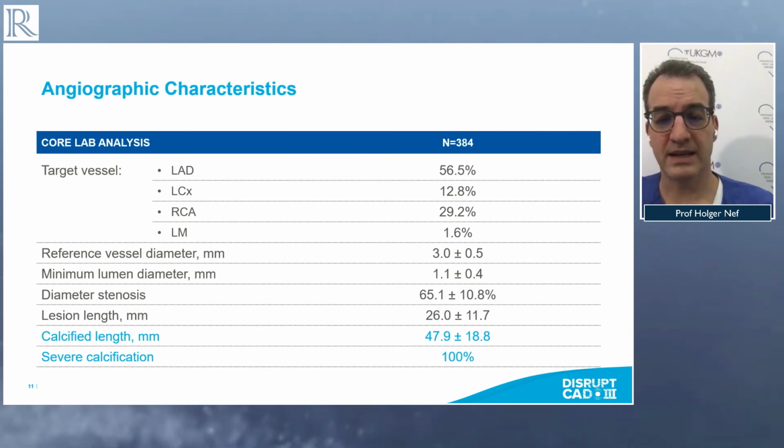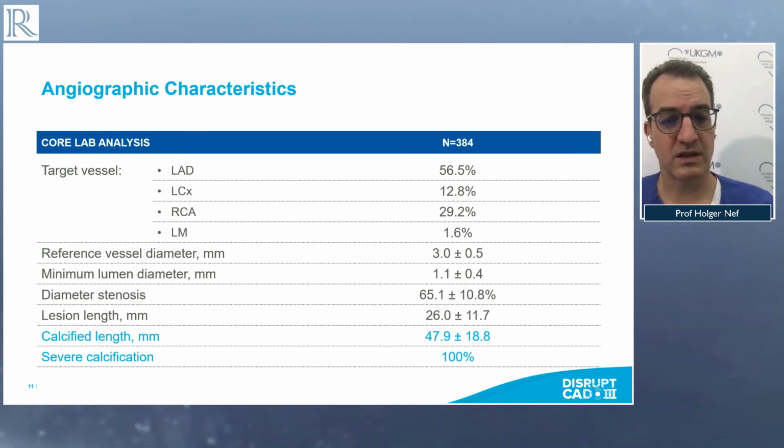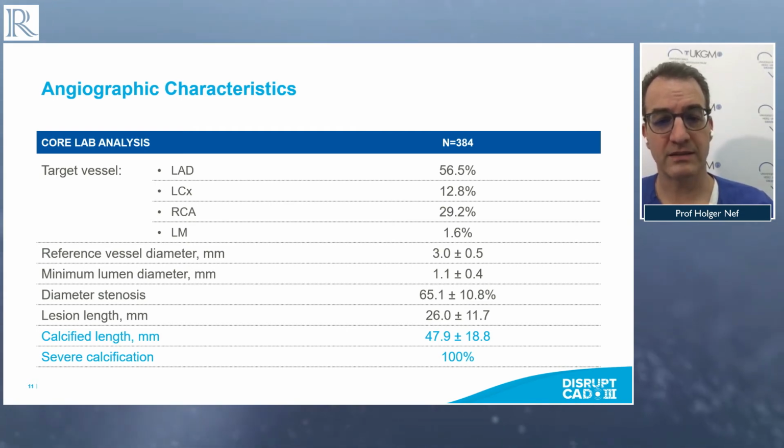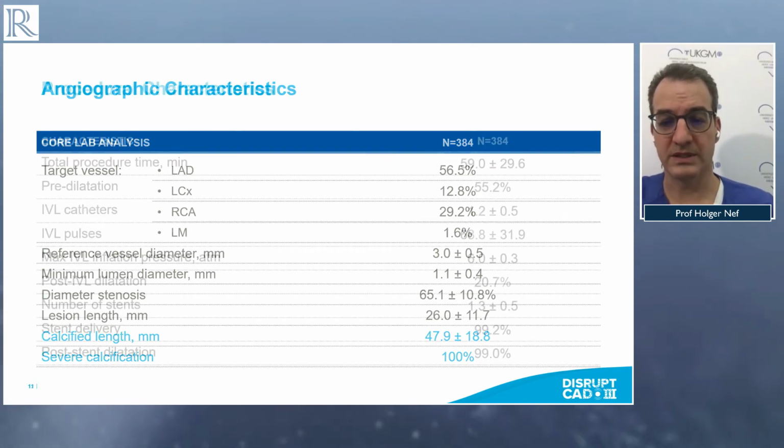These were the baseline angiographic characteristics, with a reference vessel diameter of 3.0 millimeter. The minimal lumen diameter was 1.1. There was a diameter stenosis of 65%, and the average lesion length was 26. And looking at the calcified length of 48 millimeters, in all patients, severe calcification was confirmed.